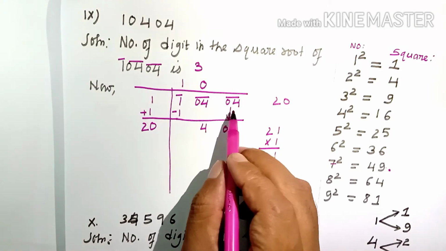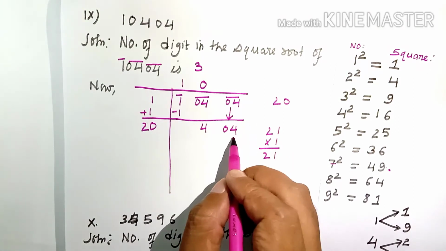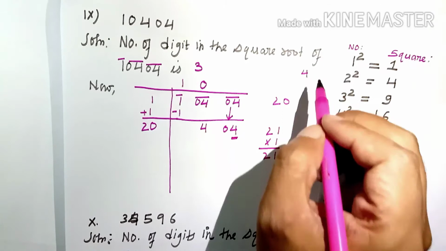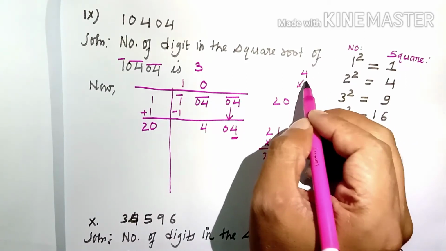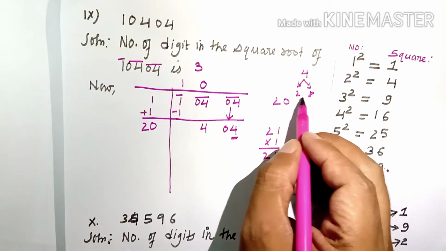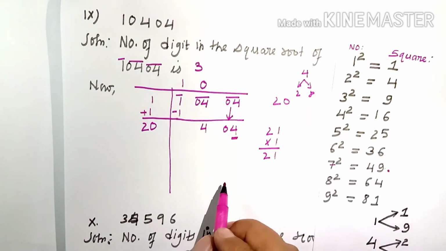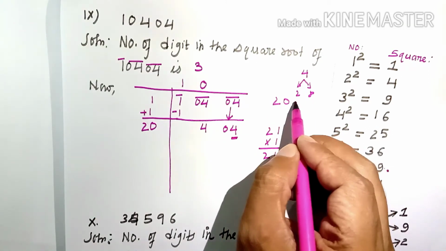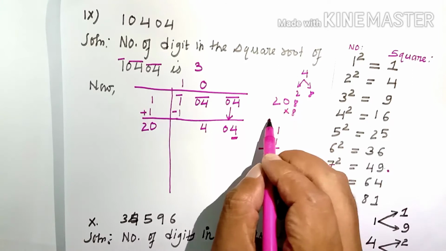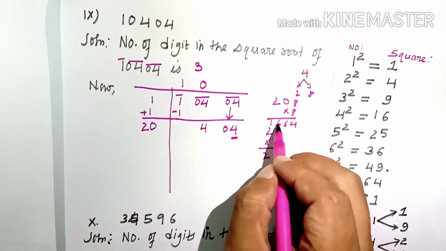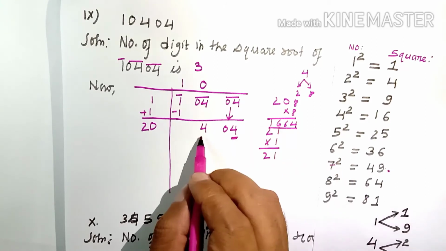Now we don't have any digits to bring down, which means we check the unit place, here 4. If the unit place is 4, then the possible answers are 2 or 8. Out of these two, one will be your answer. So take this 20 for rough work. 20, have a try with 8. Into the same number, 8 8s are 64, 8 2s are 16. That means it is not equal to this value.